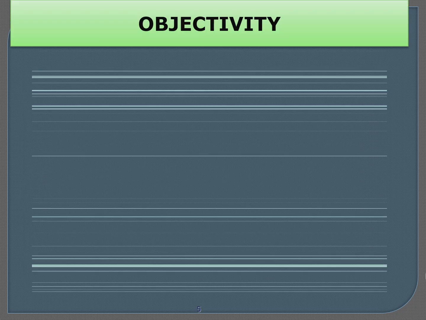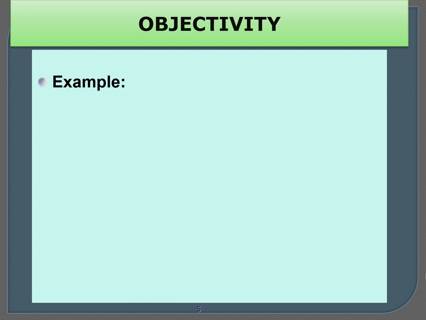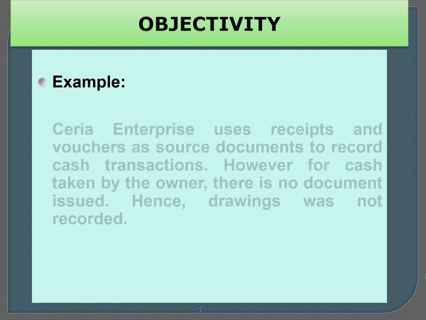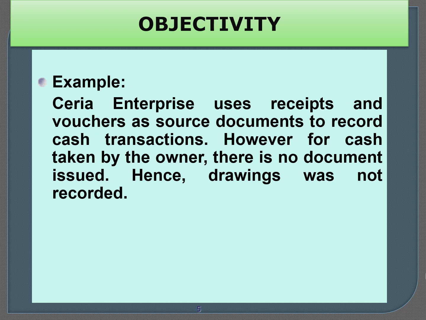Read example for objectivity. What is the important sentence or word from the example? AA Enterprise uses receipts and vouchers as source documents to record cash transactions. However, for cash taken by the owner, there is no document issued. Hence, drawings was not recorded. What do you think?